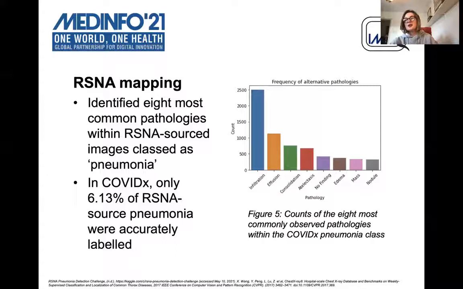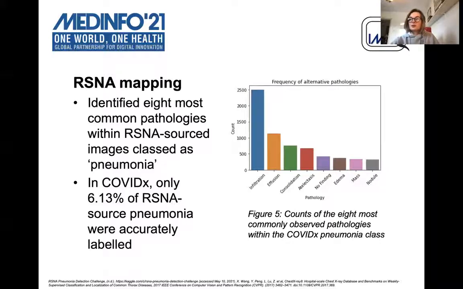And we identified the most frequently observed alternative pathologies included in the COVID-X pneumonia data, all of which occur more frequently than pneumonia. So of these, the most common were infiltration, effusion, and consolidation. And while consolidation is a radiological feature of possible pneumonia, it's not a clinical diagnosis. And so we would suggest that the use of consolidation as a substitute label for pneumonia without documenting is potentially misleading.